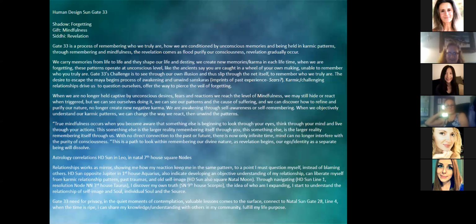So that again, because the design sun is squaring the nodes, it's not a skipped step, but I like to look at the resolution node again. It's just I feel that by investigating information, I do discover who I really am and discover my own truth. And the idea of who I am is expanding. I started to understand the relationship of self-image and the soul, and the individual soul to the source.